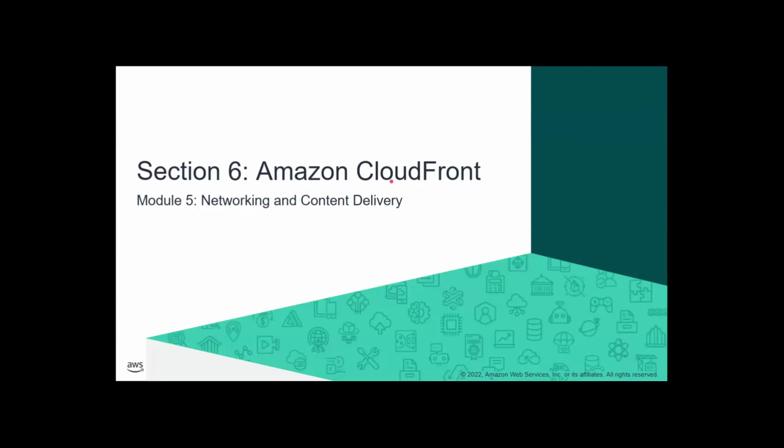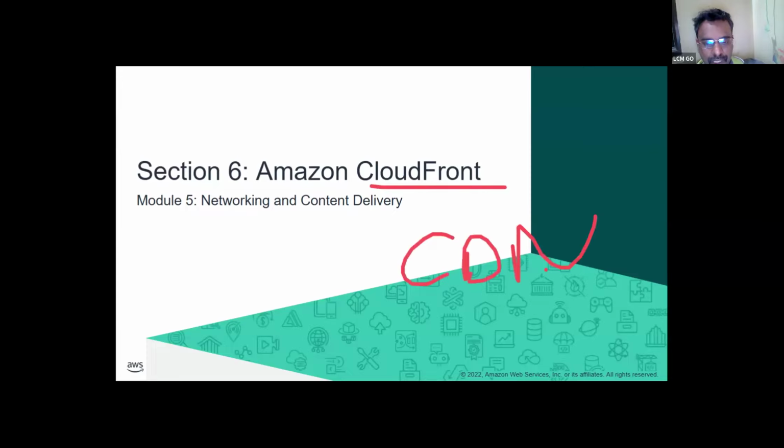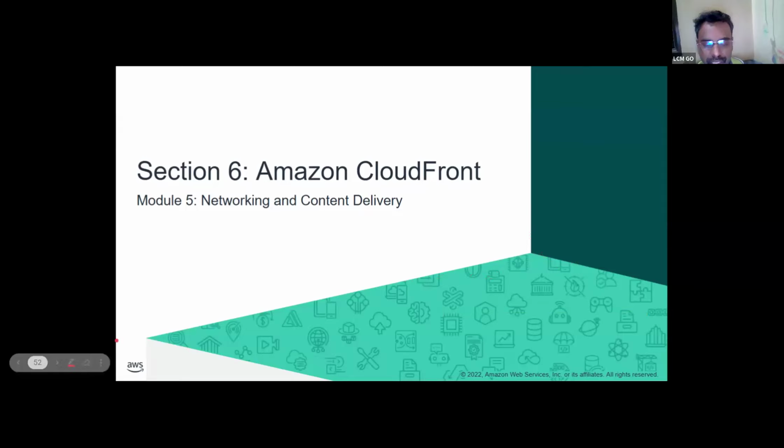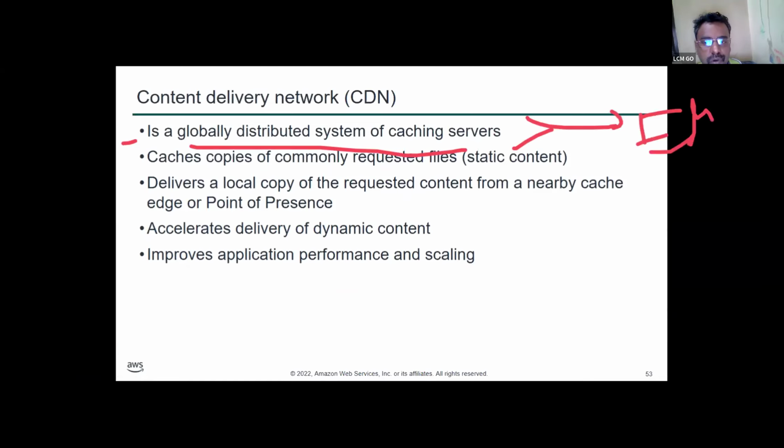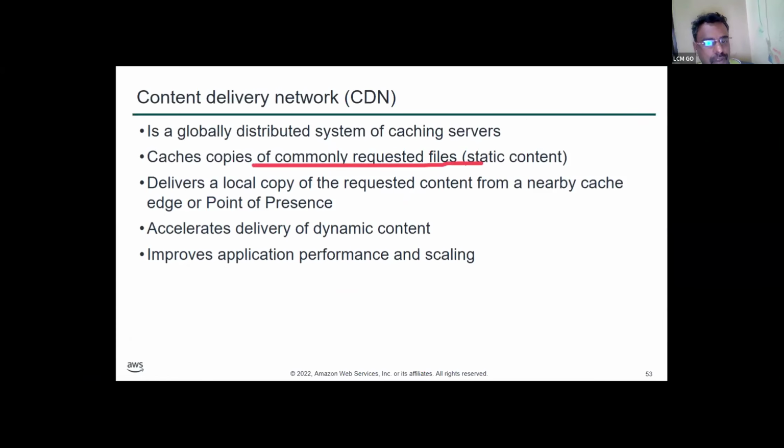Okay, CloudFront means nothing but CDN. CDN means content delivery network. Content is delivered through the network, as I already told in the global infrastructure. So here it is a globally distributed system of caching servers. Which one is the caching server? Edge location is your caching server. So it will cache copies of commonly requested files. It's not only one file.